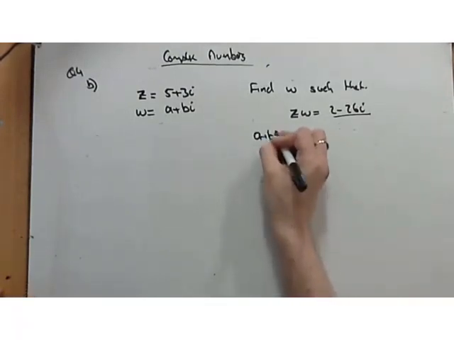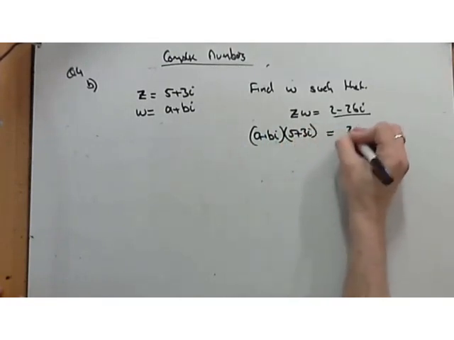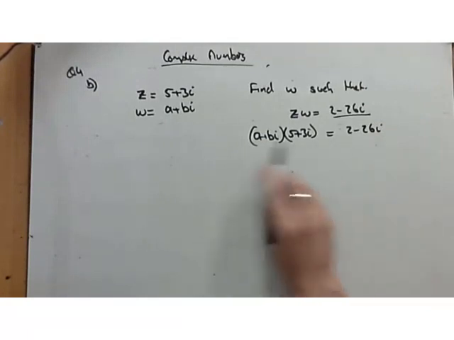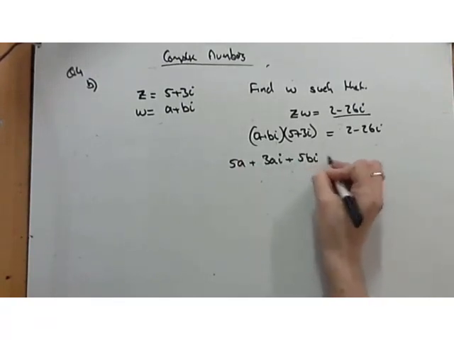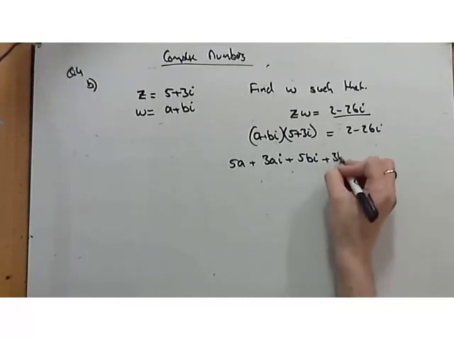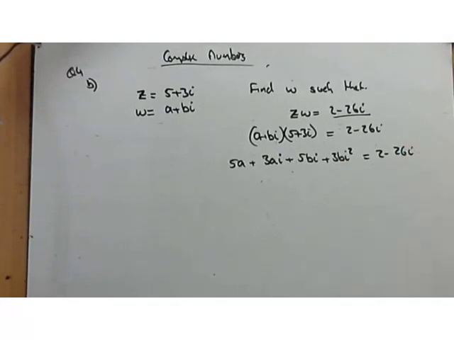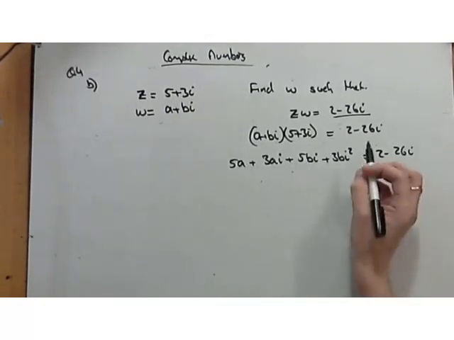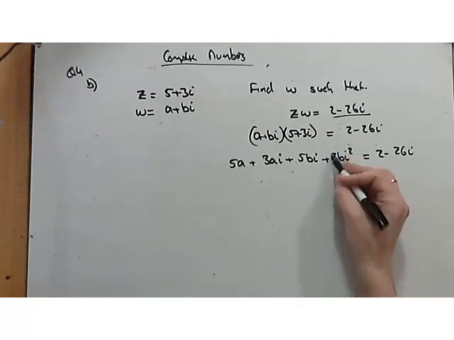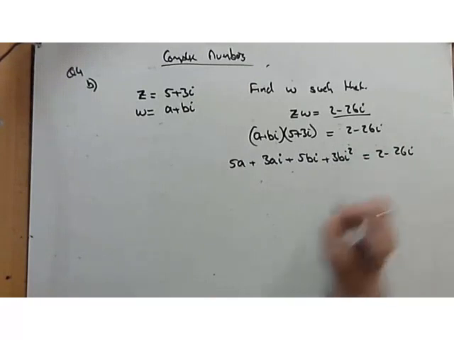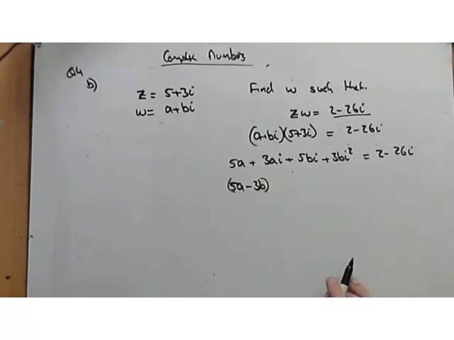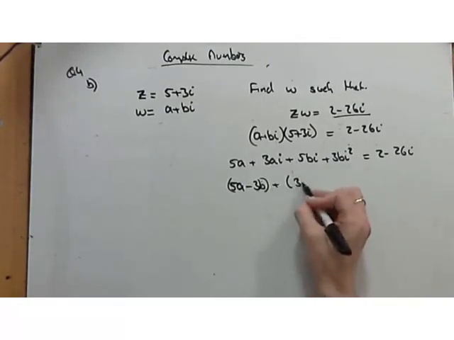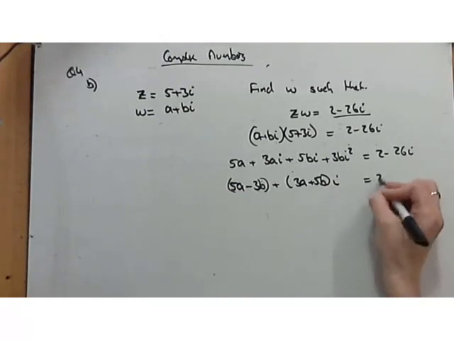So we're going to say a plus bi multiplied by 5 plus 3i is 2 minus 26i. When I multiply this out, I get 5a plus 3ai plus 5bi plus 3bi squared is 2 minus 26i. Now this i squared changes the sign of the coefficient in front of it, and then goes away. So we end up with 5a minus 3b, and at the other side we get plus (3a plus 5b)i, is equal to 2 minus 26i.